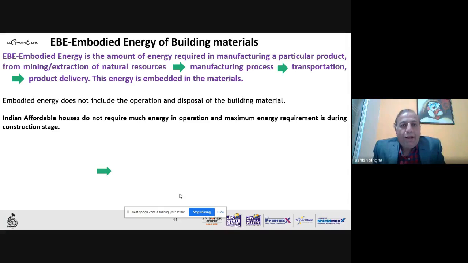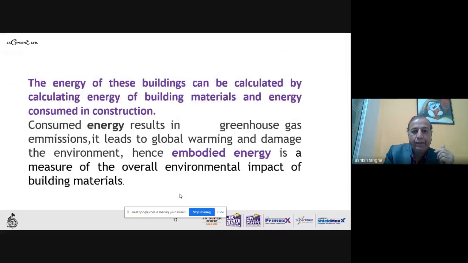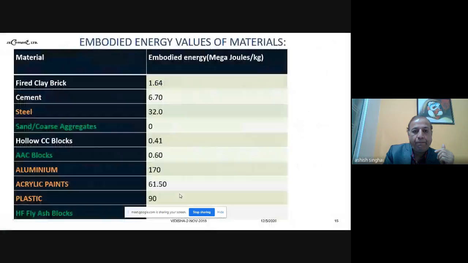Okay, so embodied energy of any building material is the sum total of the energy required in the manufacturing process for that particular product, from the mining stage to manufacturing to transportation, and finally up to the product delivery. So we need to consider that EBE for any given product, especially in building material, has to be on the lower side. I'll just show you one slide.